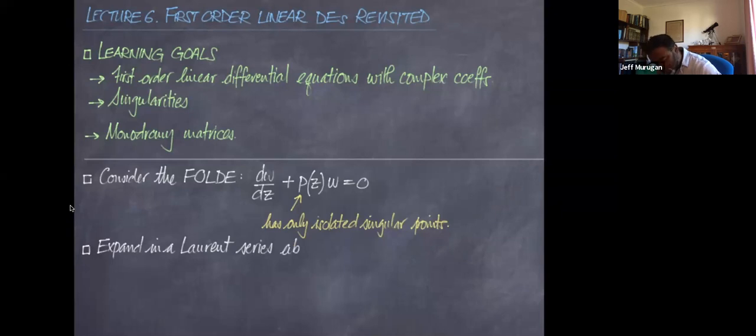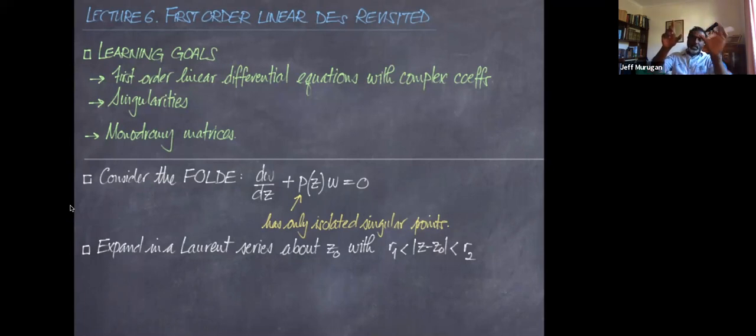And I want to expand it about some point z0 in an annular region. So z0 satisfies that there's some value r1, which is less than mod z minus z0, the distance from z0, which is less than r2. So this is an annulus. It has an outer radius of r2 and an inner radius of r1, and our values of z lie in that annulus. Okay.